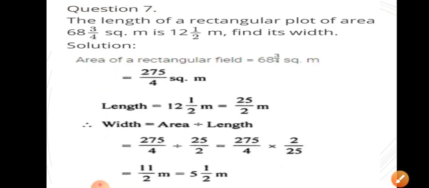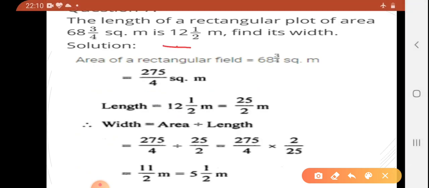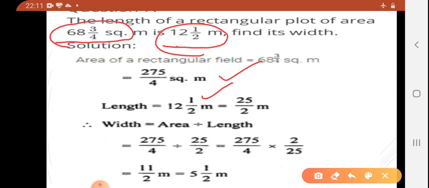Question number 7. The area of a rectangular plot is 68 whole 3 upon 4 square meter and the length is 12 whole 1 upon 2 meter. Find its width. Area is given, length is given, you have to take out the width.